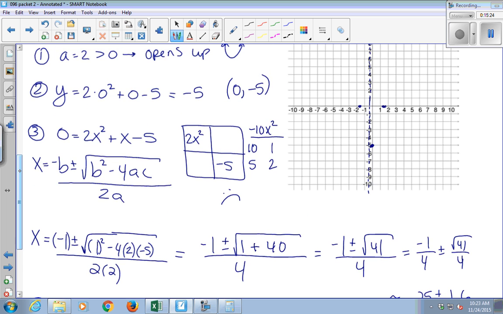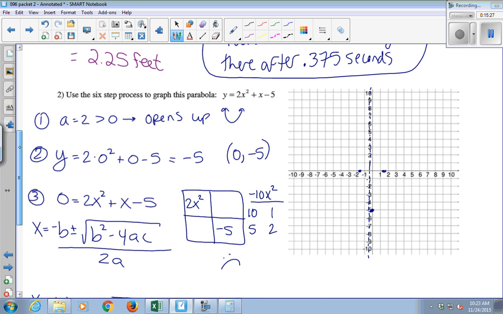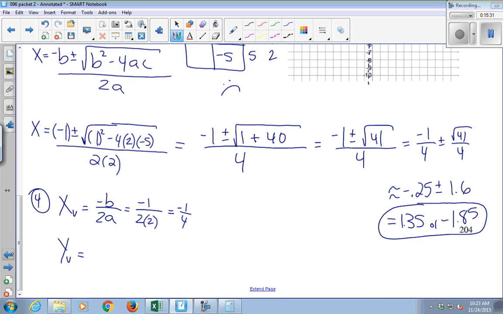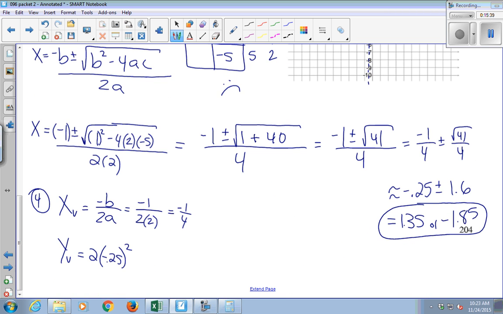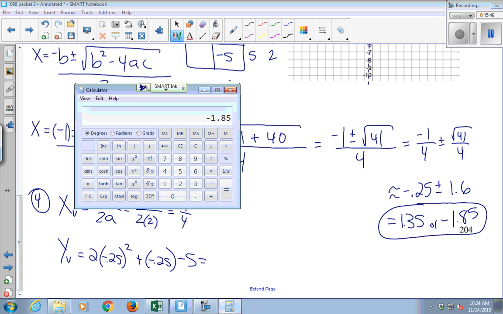I use my original equation, 2x squared plus x minus 5, and I plug in the negative 1/4, or the negative 0.25. So 2 times negative 0.25 squared plus negative 0.25 minus 5. Okay, so 0.25 squared. I didn't bother making it negative because I knew the answer would come out positive.